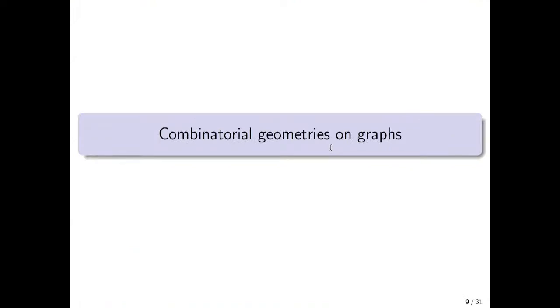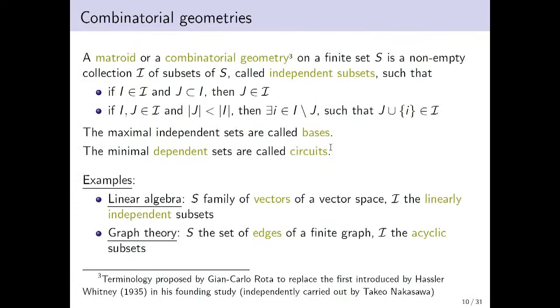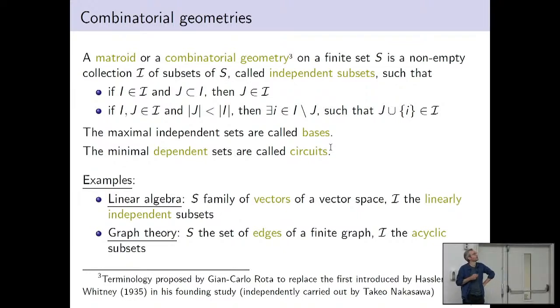So let me move on to these combinatorial geometries on graphs. So now for this section, there's no probability. It's combinatorics. So there's one definition, and then we'll see examples. So a matroid or combinatorial geometry. I prefer this term because I find it more inspiring, and actually it was proposed by Gian-Carlo Rota, but it never really took. And the name matroid was introduced by Whitney in his foundational work on the subject, which I learned recently was also independently carried out by Nakasawa in Japan.